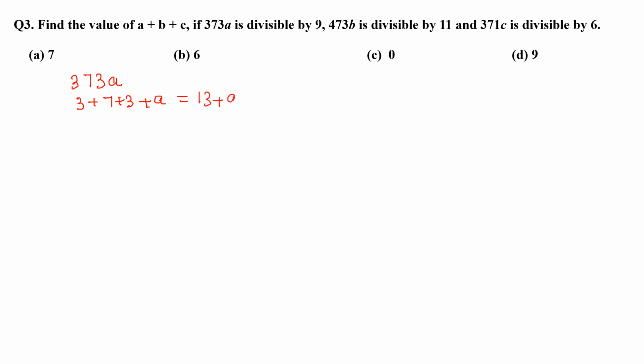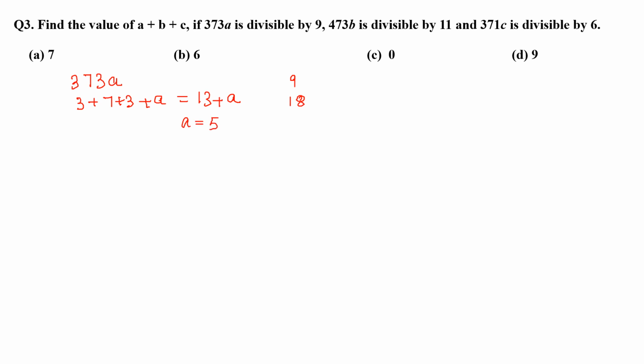13 plus a. And if you see the 9 table, 9 times 1 is 9, 9 twos are 18. So in 13, how much will I add such that it will become 18? Then only it will be divisible by 9. So in 13, I have to add 5. Okay, so the value of a will be 5.